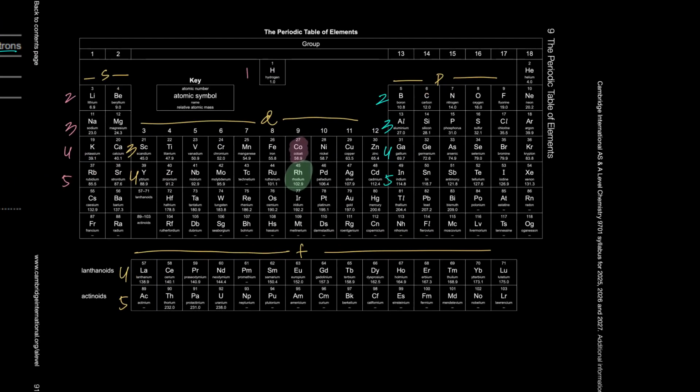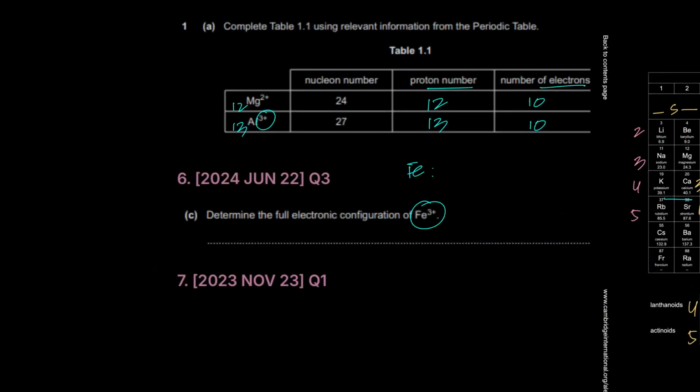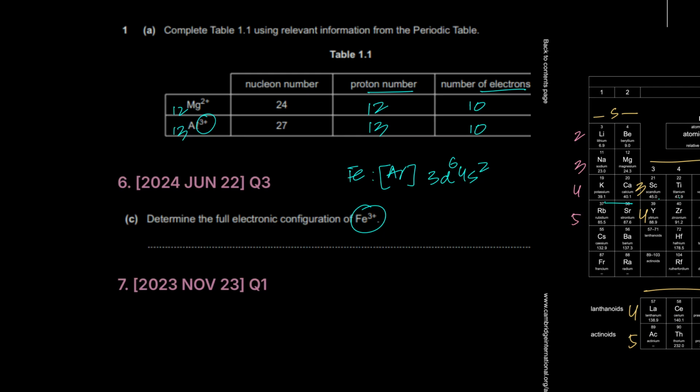So iron is right here. What's the electronic configuration of iron? I'm going to write the shorthand. So it's argon 4s2 3d6. Argon 4s2 3d6. I'm just combining the d first, the 3 with the 3's, the principal quantum numbers together.